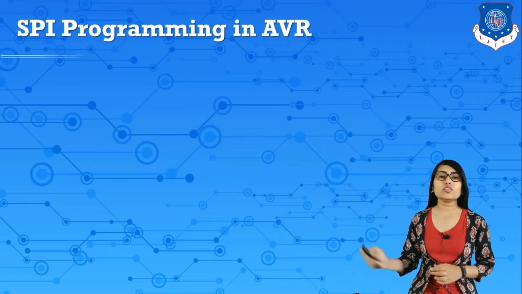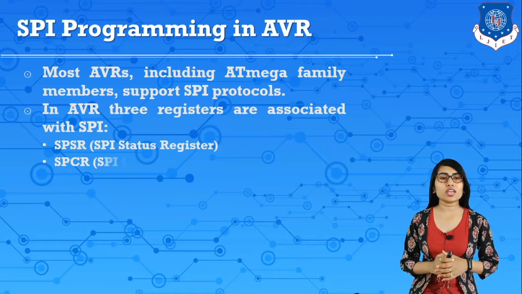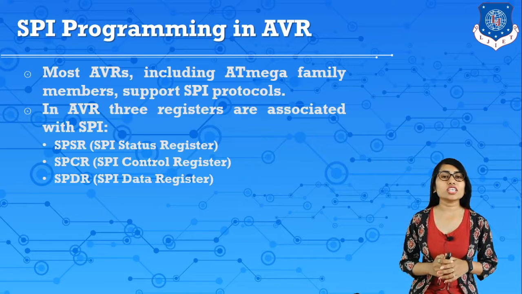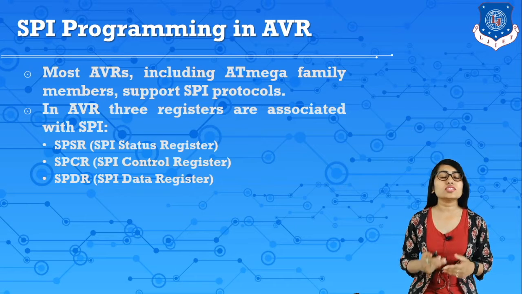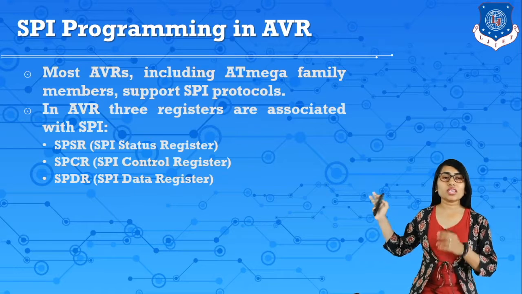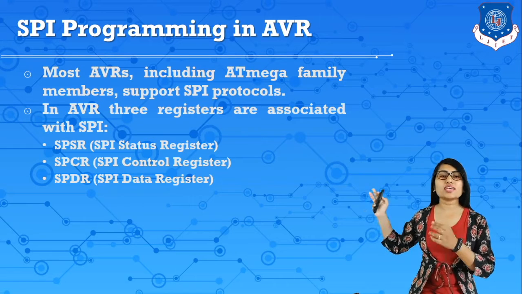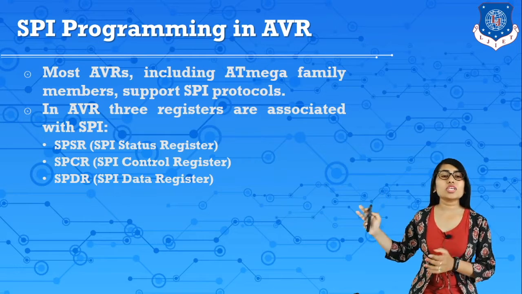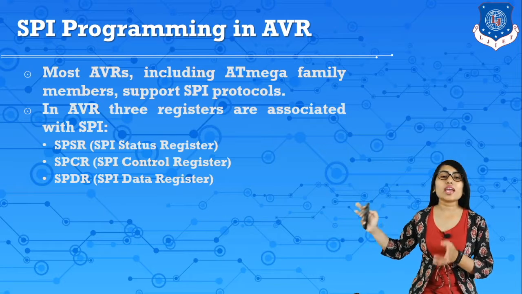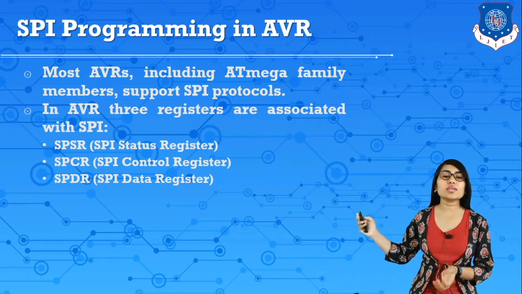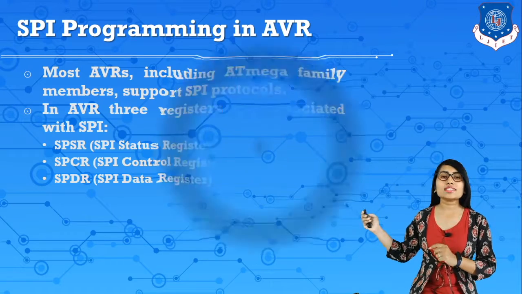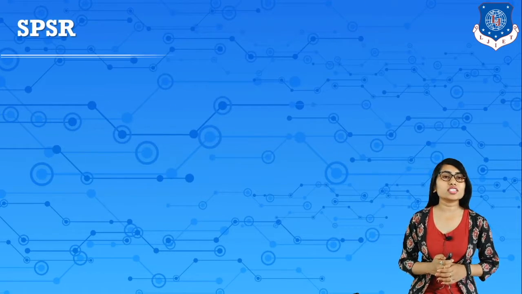So here we have SPI programming in AVR. Most AVRs, including the ATmega family members, support the SPI protocol. In AVR, 3 registers are associated with SPI. First is SPSR, that is SPI status register, then SPCR, that is SPI control register, and SPDR, that is SPI data register. So let's discuss all these 3 registers one by one.